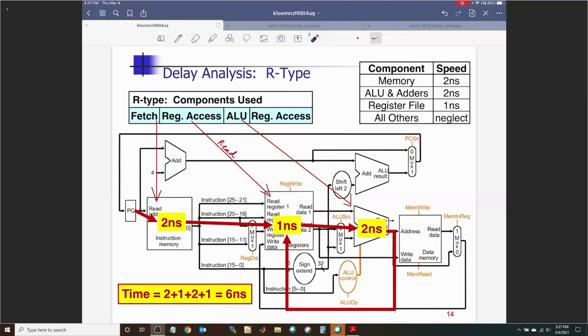As soon as your result is available, you do not do a memory access. You simply do a register file access. Now you are doing a write. So even this guy is happening over here. But in this case, you're doing a write.